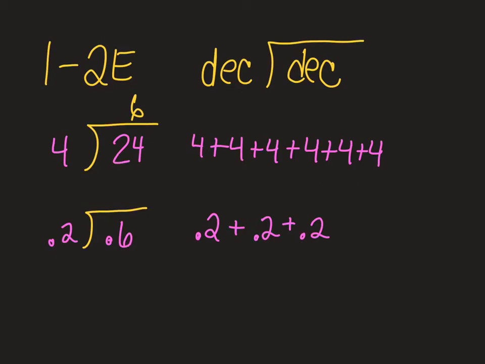Well, decimals divided by decimals, you can think of the same thing. You can think how many 0.2s are in 0.6. Well, if I start skip counting by 0.2s, 0.2, 0.4, 0.6, that would end up equaling 0.6. So how many times does it go in? It goes in 3 times.